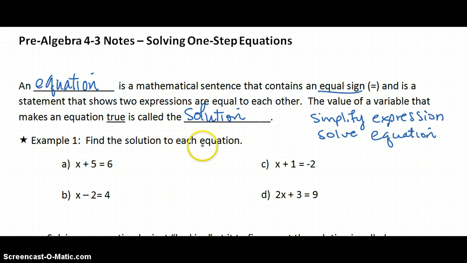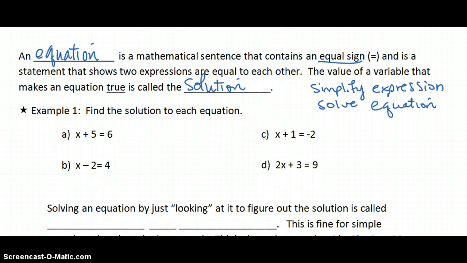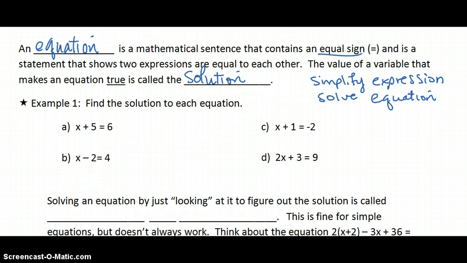So find the solution of each of these equations. Well, let's see. What plus 5 equals 6? Well, 1. So x here is 1. What minus 2 equals 4? 6 minus 2 equals 4, so x must be 6. What plus 1 equals negative 2? What plus 1 would equal negative 2?